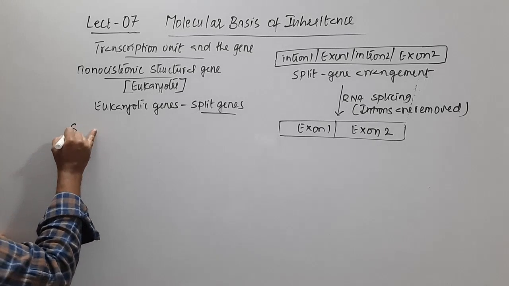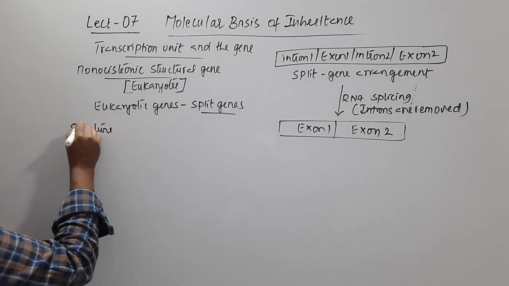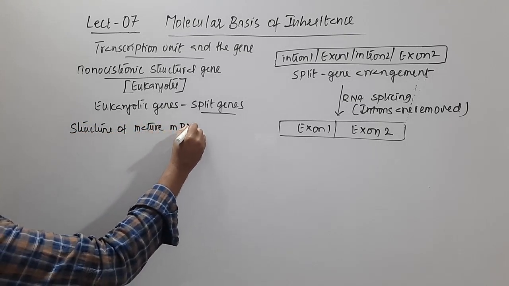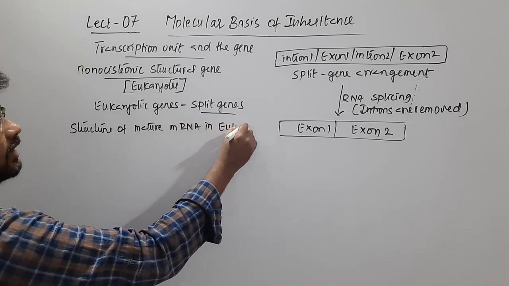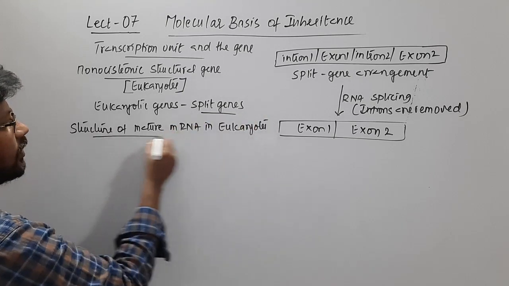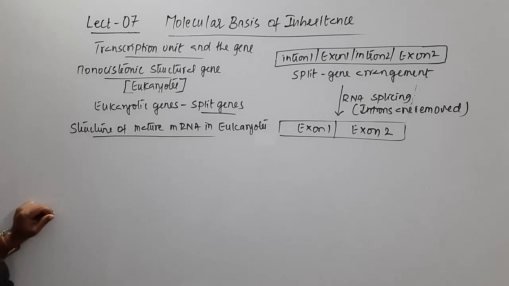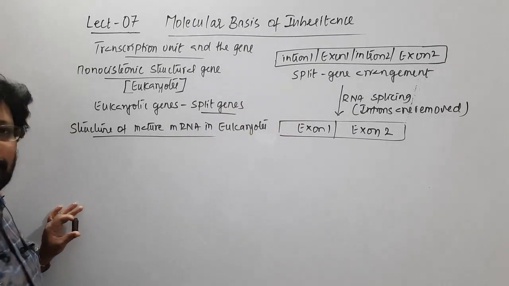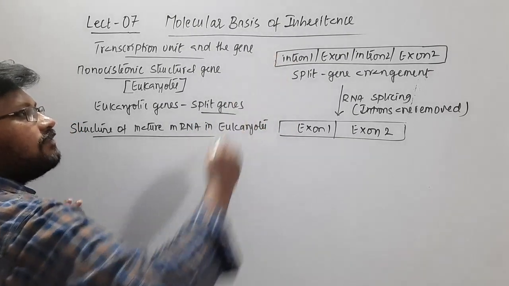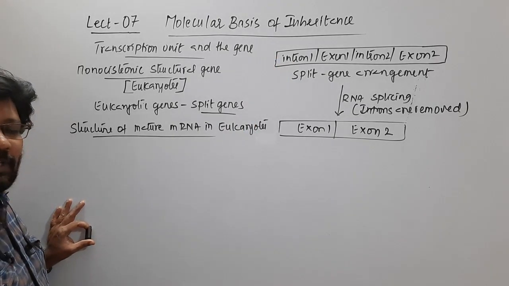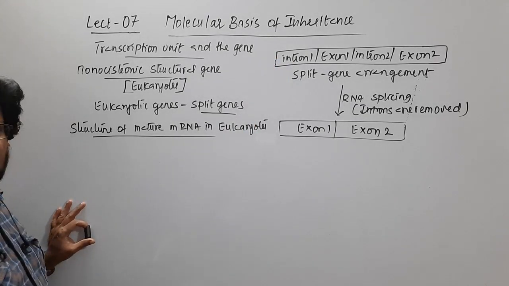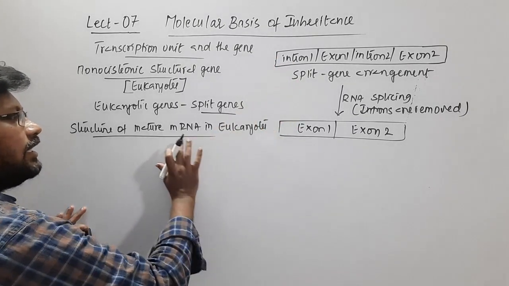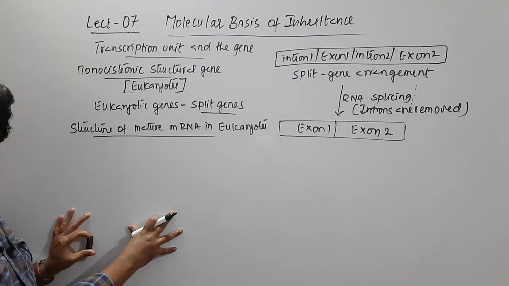Now let's look at the structure of mature mRNA in eukaryotes. I told you already, hnRNA is an immature one that will be having introns and lacking some other additions that we'll be discussing now. So there must be some additions and deletions. Once that is finished, it results in the formation of a mature mRNA molecule.